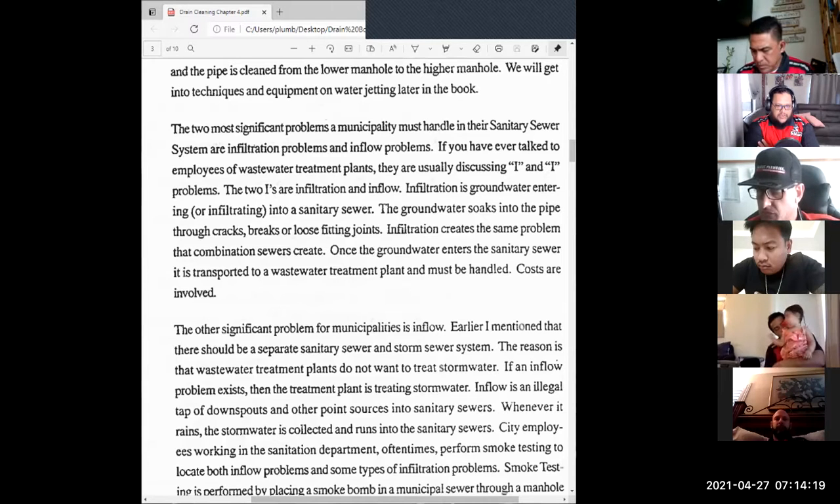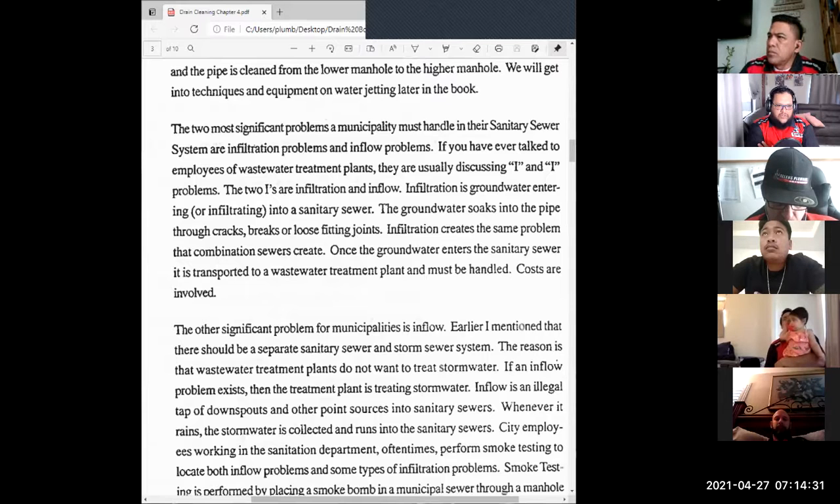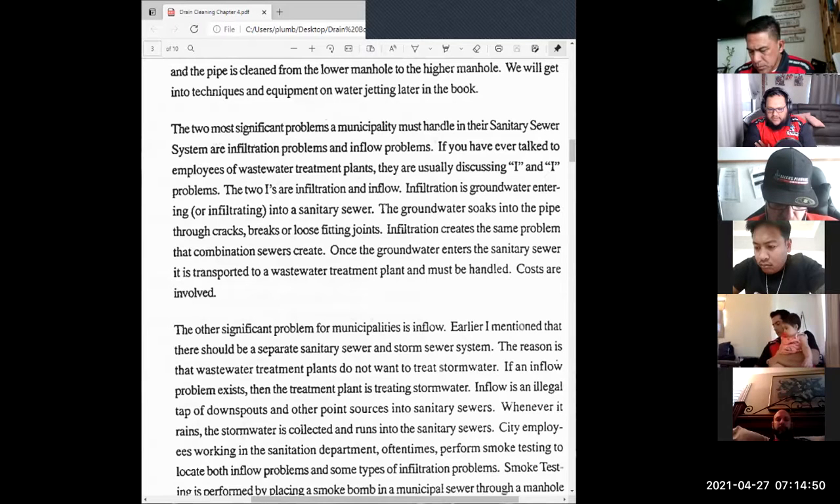So infiltration is groundwater entering or infiltrating into a sanitary sewer. That's what we'd call infiltration on a sewer line. It's when the groundwater soaks into the pipe through the cracks, breaks or loose fitting joints. Infiltration creates the same problem that combination sewer creates. Once the groundwater enters the sanitary sewer, it is transported to a wastewater treatment plant and must be handled. Costs are involved.